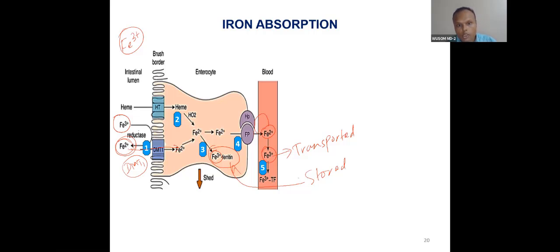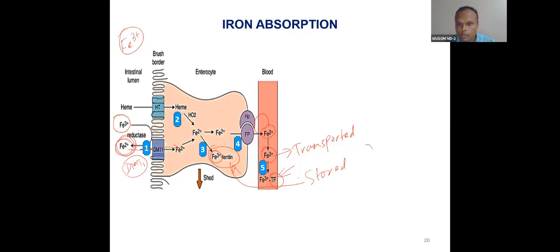Whenever this iron has to cross this membrane, it has to be in the form of ferrous. So this is the uniqueness about iron absorption. It is absorbed in the ferrous form, and then it is also excreted in the ferrous form from the enterocyte into blood, and then transported in ferric form by transferrin. The iron transporting protein is called transferrin.